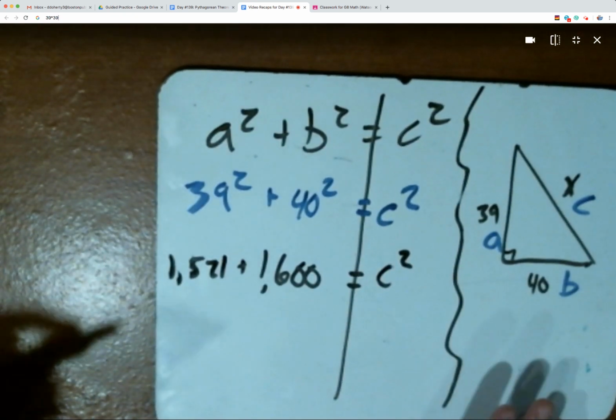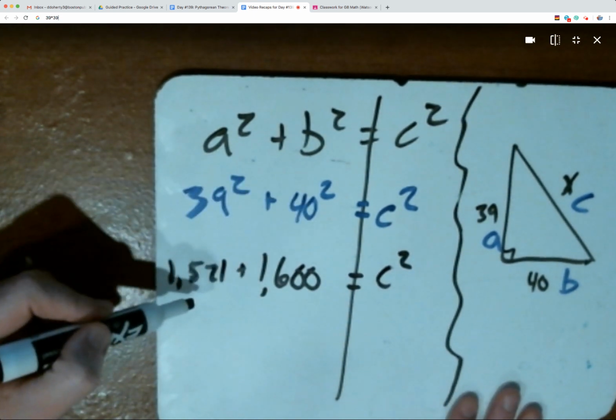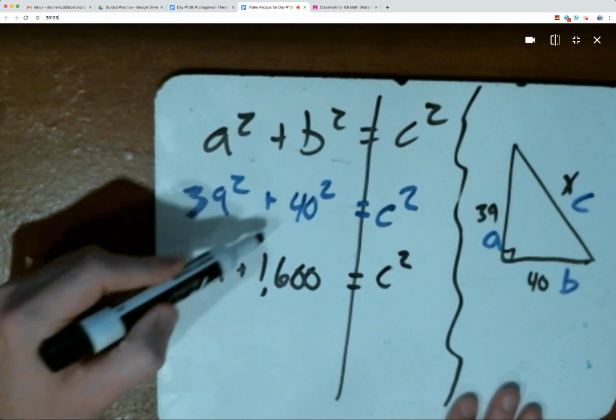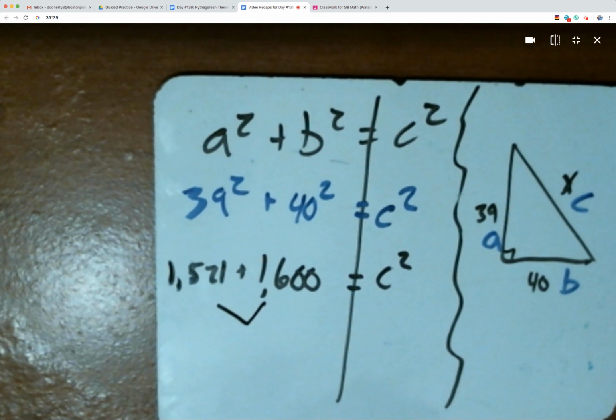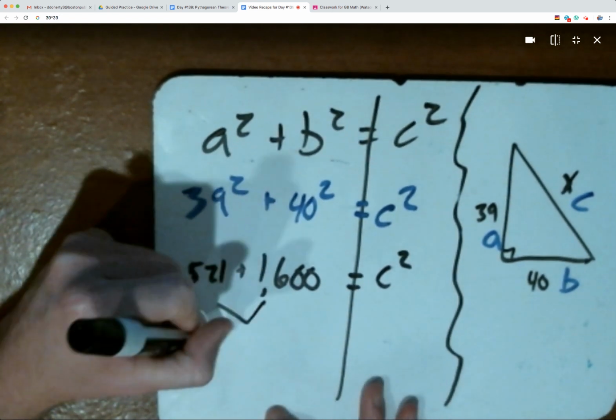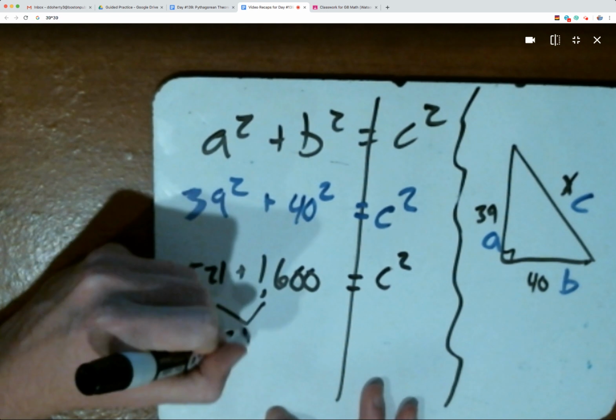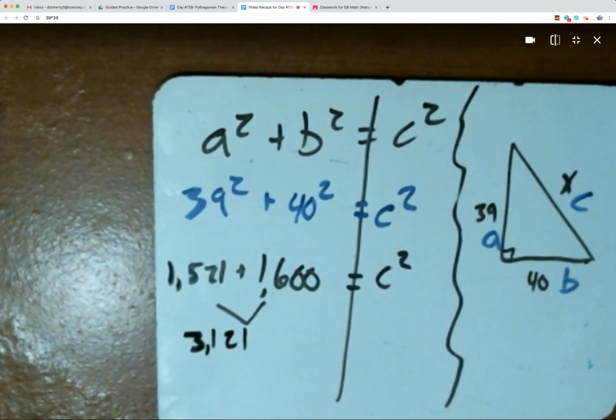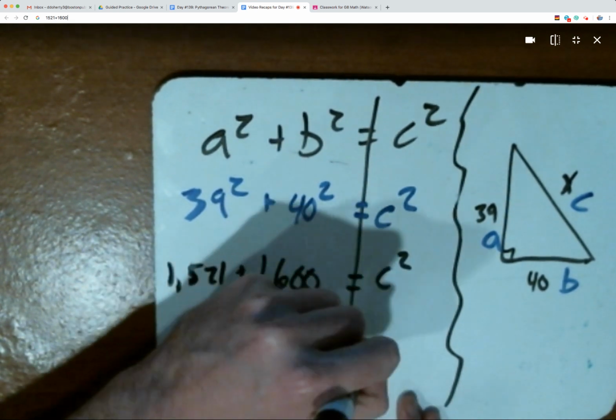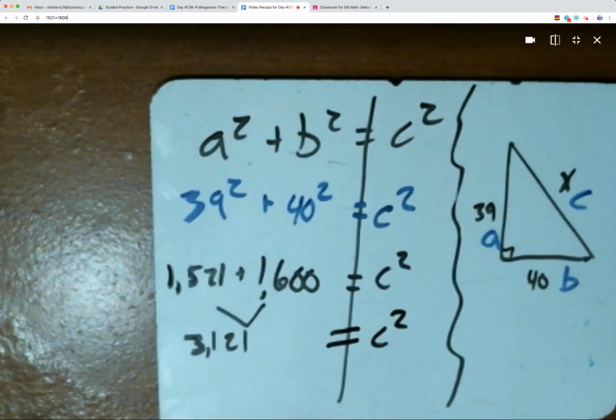Our next step, once we square 39 and square 40, order of operations says exponents first, then we can do the addition, combining like terms. 1600 and 1521 is going to give me 3121. Again, I can plug that into a calculator. 1521 plus 1600, just to double check our math always, equals 3121, and that's equal to c squared.